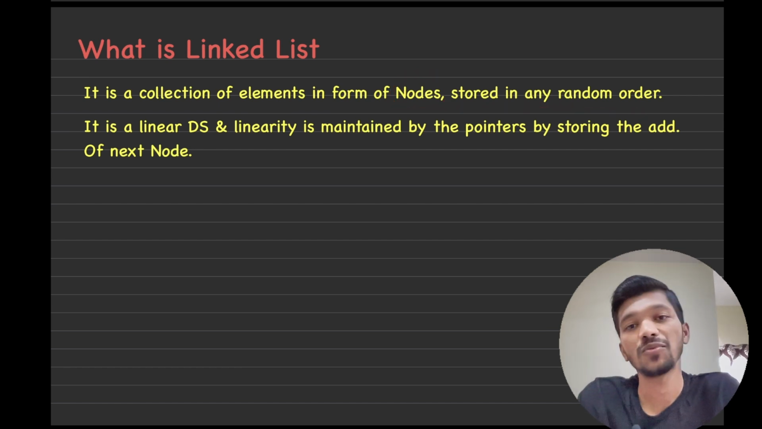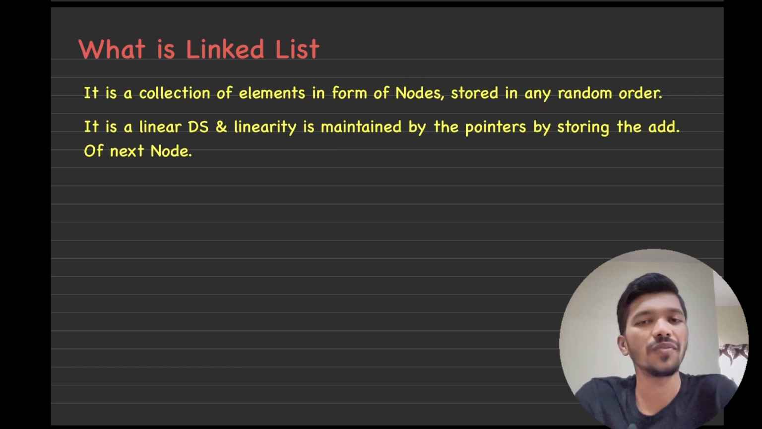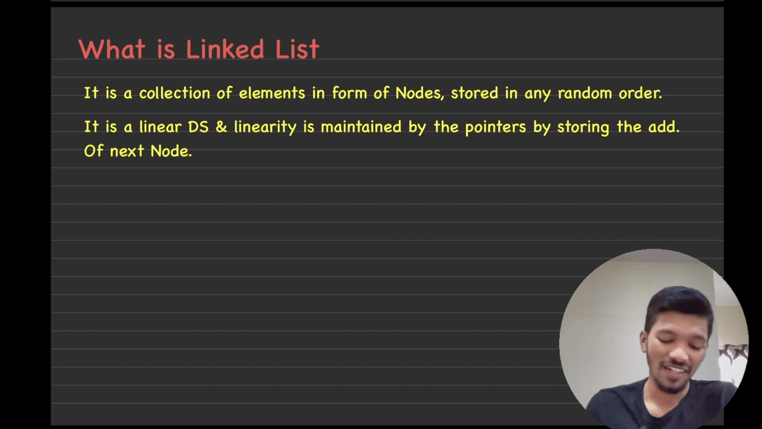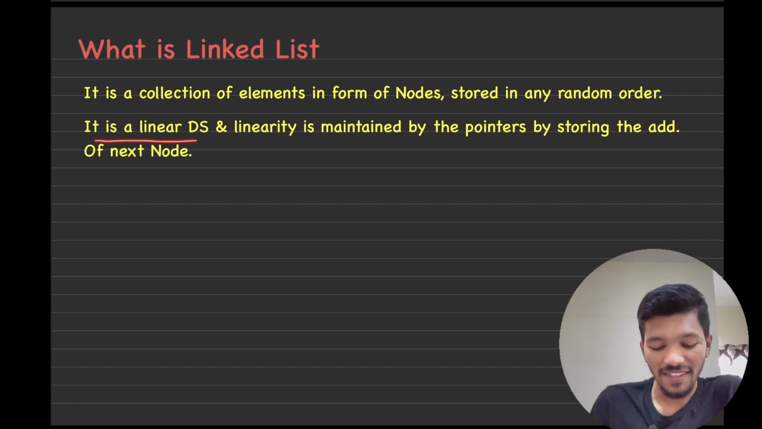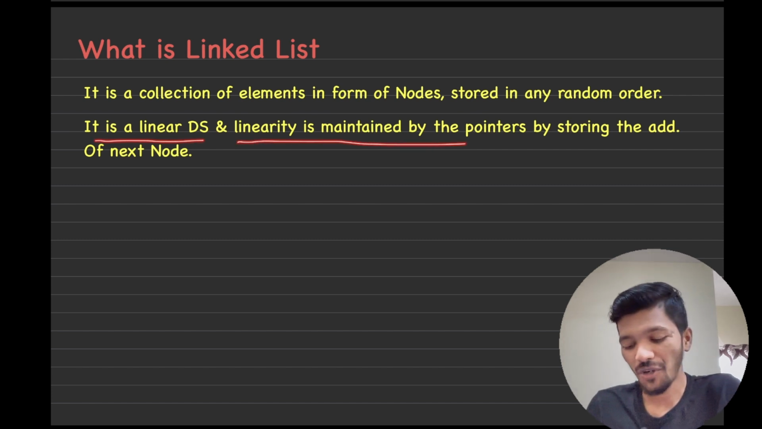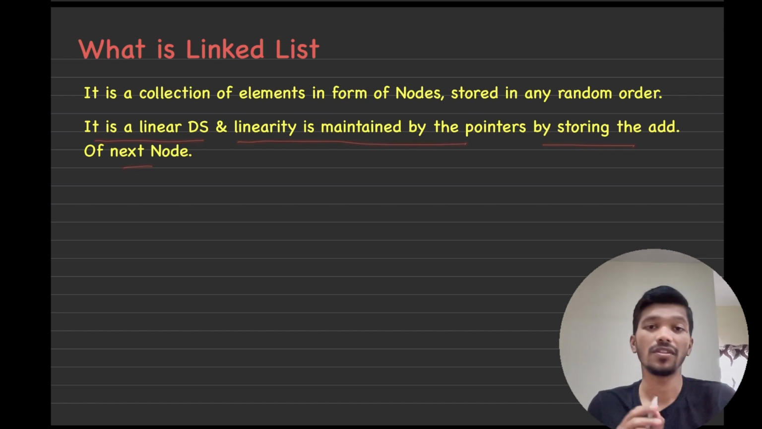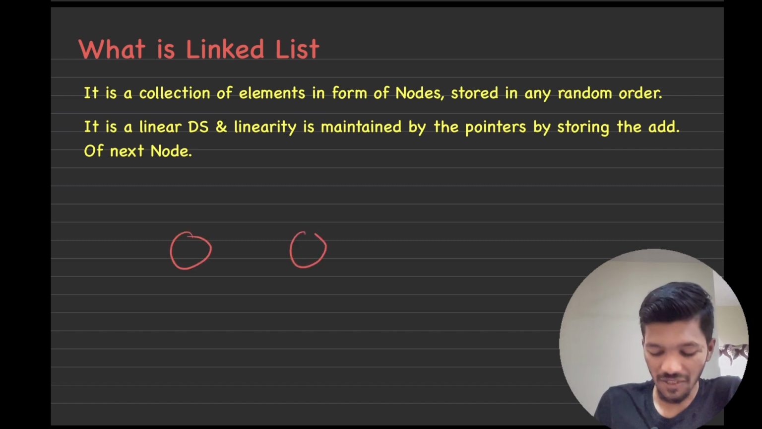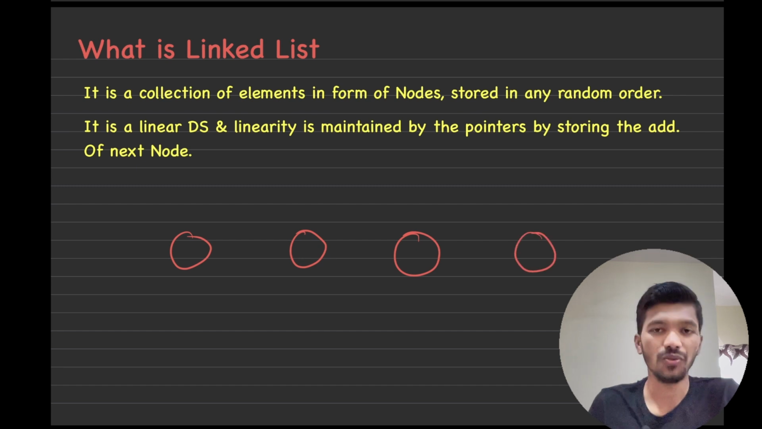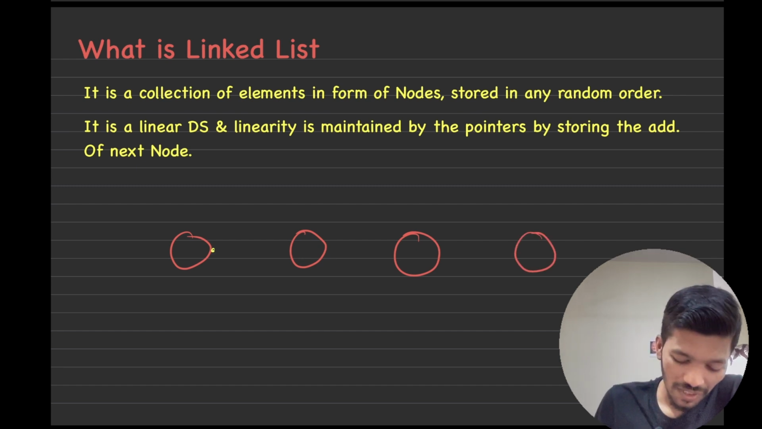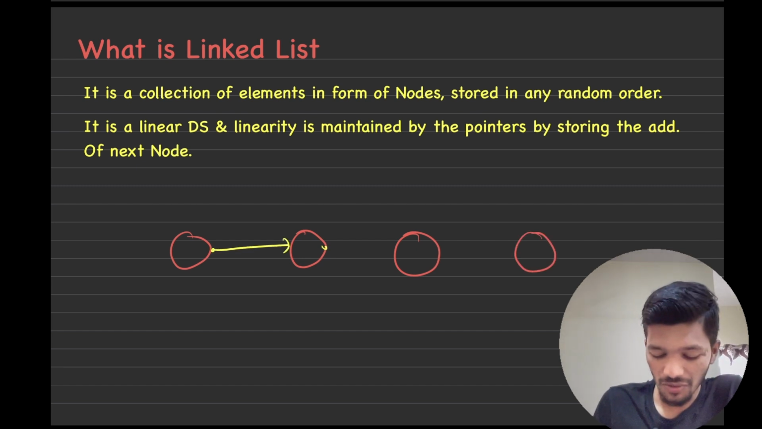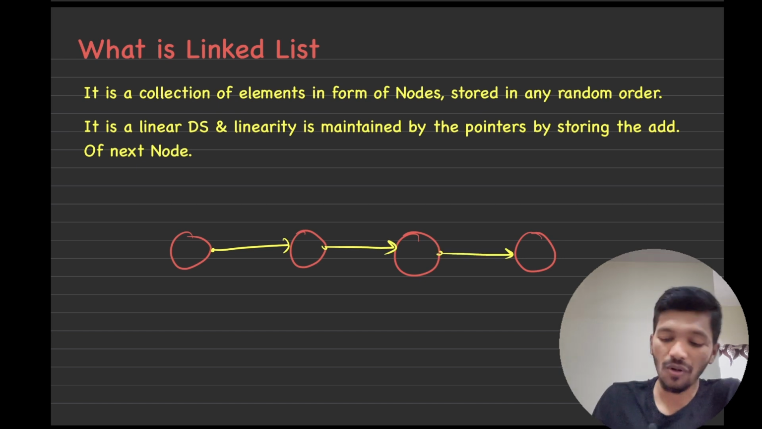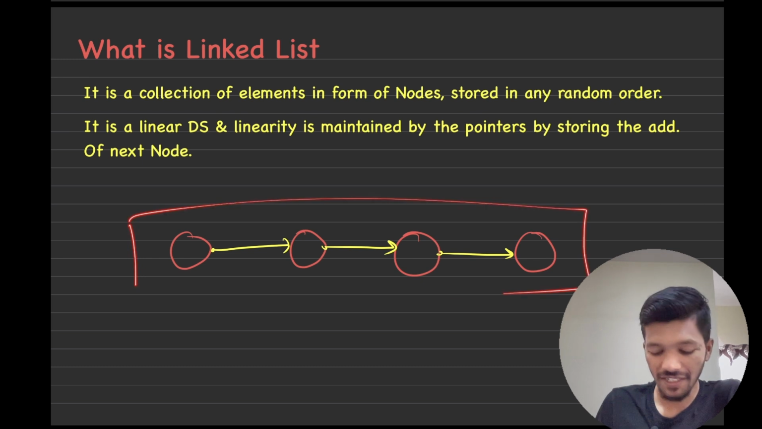Now the big question comes: what do we mean by a node? As of now, don't worry about the node, because we are going to see what a node is in the next video. Right now, it is a linear data structure, and linearity is maintained by a pointer storing the address of the next node. Suppose this is one node, this is my second node, this is my third node, and this is my fourth node. This node will contain the address of the next node, this node will contain the address of its next node, and this node will contain the address of the next node. Because of this, we call it a linear data structure.